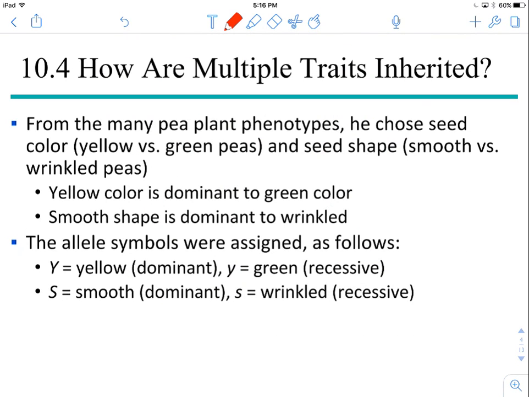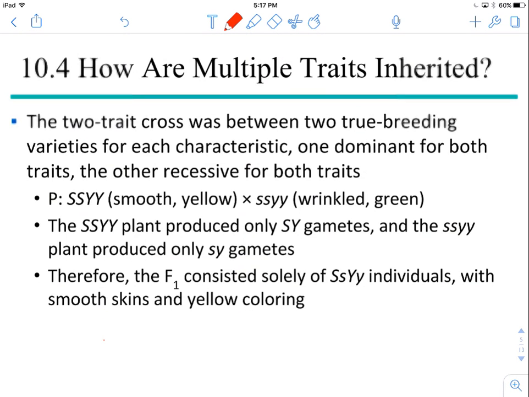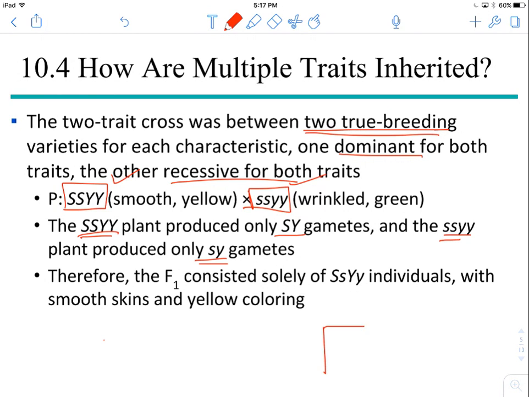Okay, so again, our allele symbols were assigned as follows. Pretty much just did that on the previous slide. When you cross between two true breeding varieties, one dominant for both traits, the other recessive for both traits, we have two plants with these genotypes here. This plant can only produce gametes that contain the dominant alleles, and this plant can only produce gametes that contain the recessive alleles, so our Punnett square is actually pretty boring. It's only one box.